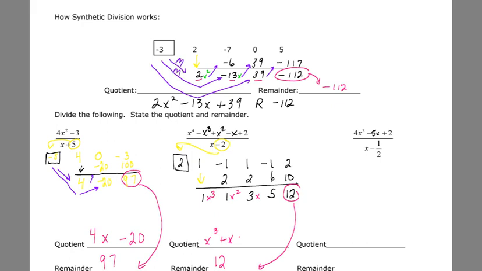X cubed plus x squared plus 3x plus 5, remainder of 12. Okay, let's set the last one up. What goes in the box is a 1/2, going from negative to positive. Coefficients would be 4, a 0 because there's a square missing, -5 for the x term, and then a 2 for the constant. And let's drop down the 4, and let's work it out.